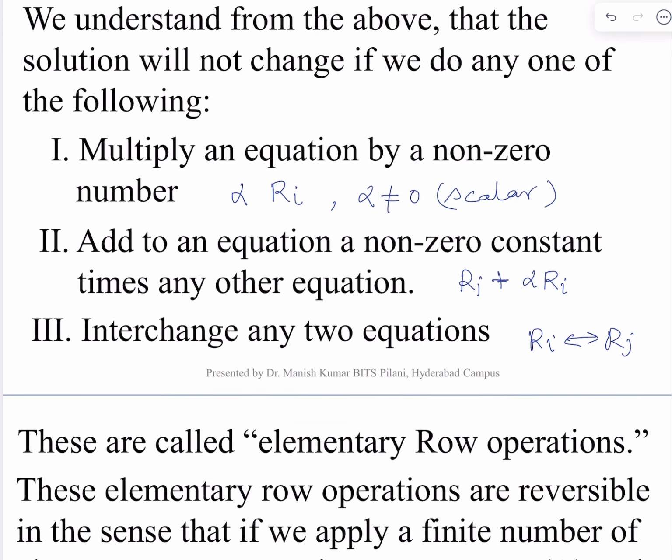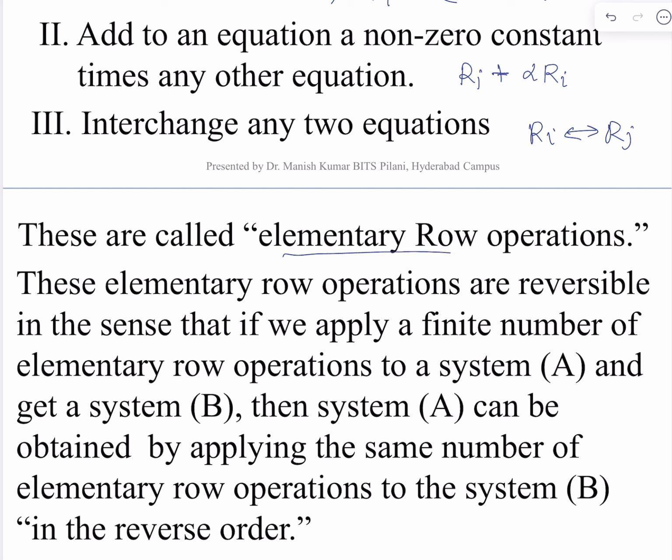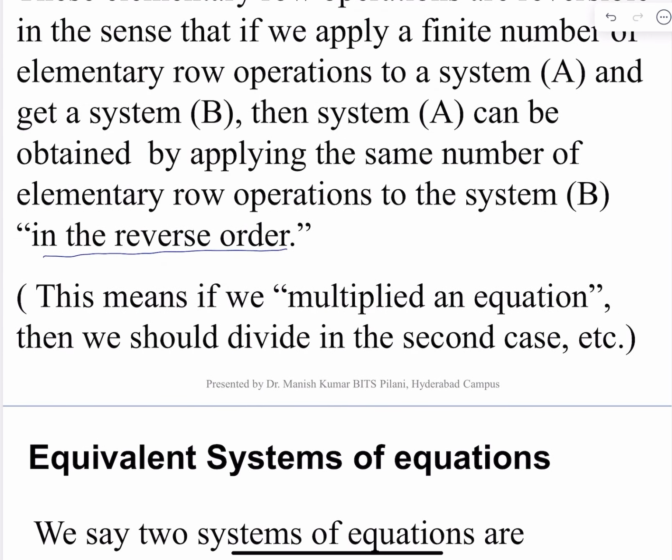Okay, so they are called elementary row operations, and these elementary row operations are reversible in the sense that if we apply a finite number of elementary row operations to a system A to get a system B, then system A can be obtained by applying the same number of elementary row operations to the system B in the reverse order, right? So what does it mean in the reverse order? This means that if we multiplied an equation, then in reverse order we should divide.